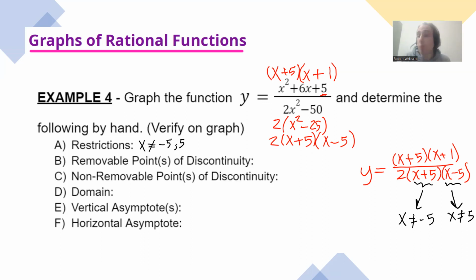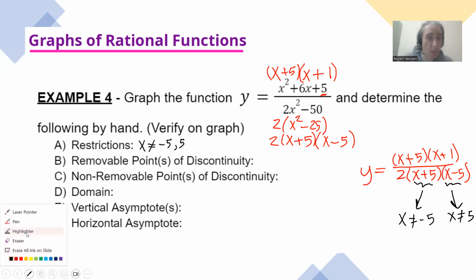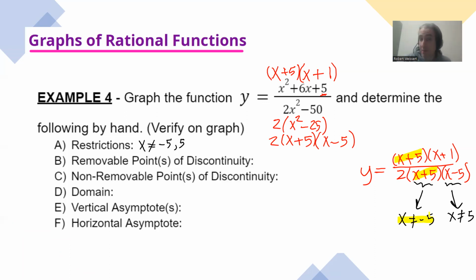Now let's talk about removable points of discontinuity. Remember, they come from things that cancel out. So we see the x plus 5s cancel out. That means negative 5 will be your removable point of discontinuity, so x equals negative 5. That's also called the hole in the graph, so I'm going to go ahead and write hole in the graph. Anything that cancels out is a removable point of discontinuity, that's the hole in the graph.